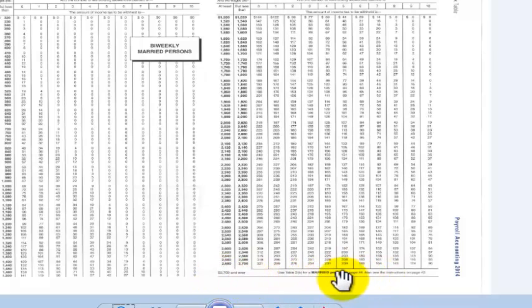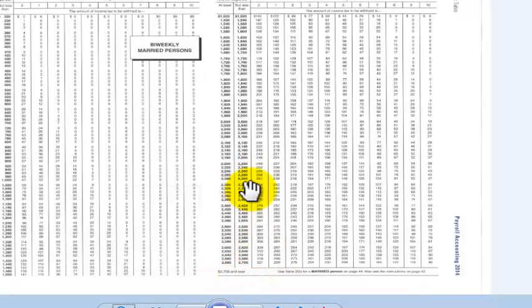Okay, so basically what you're going to do is, if it's $2,700 and over, you can't use the wage brackets. You've got to use the percentage method. Okay, so let's look at an example where we're going to use the percentage method.